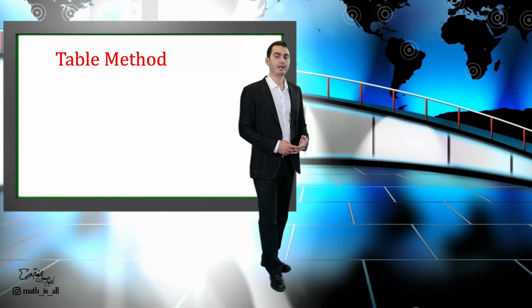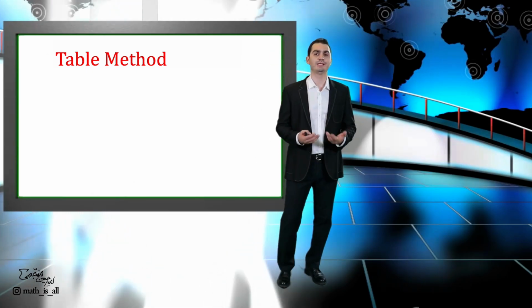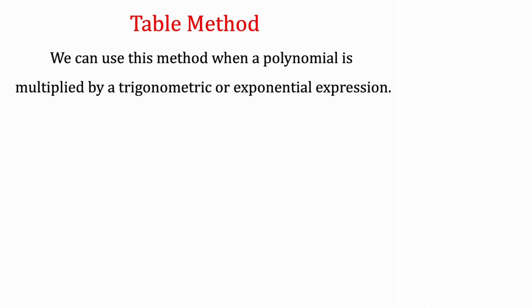Okay, now I want to explain a method here, and then the integration by parts chapter will be closed. There is a specific method. It is called the table method. This particular method is incredibly fast.